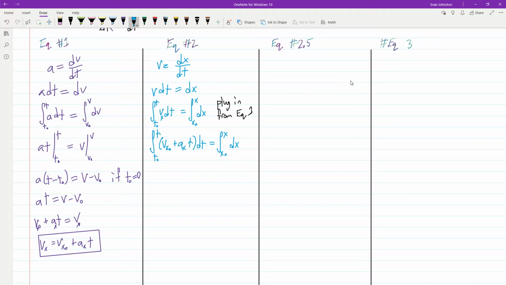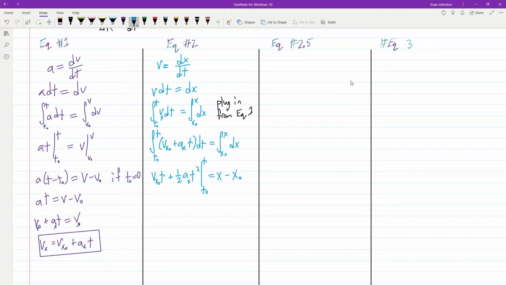So if I integrate this right side, I'm going to have Vx naught t plus 1/2 ax t squared, because the integral of this ax t is going to be 1/2 a t squared, really. And this is again going to be from our t naught to t. And then the right side, if we just integrate this, I'm going to skip the step. We're just going to have x, and we're going to evaluate it from x to x naught. So I'm really just going to have x minus x naught.